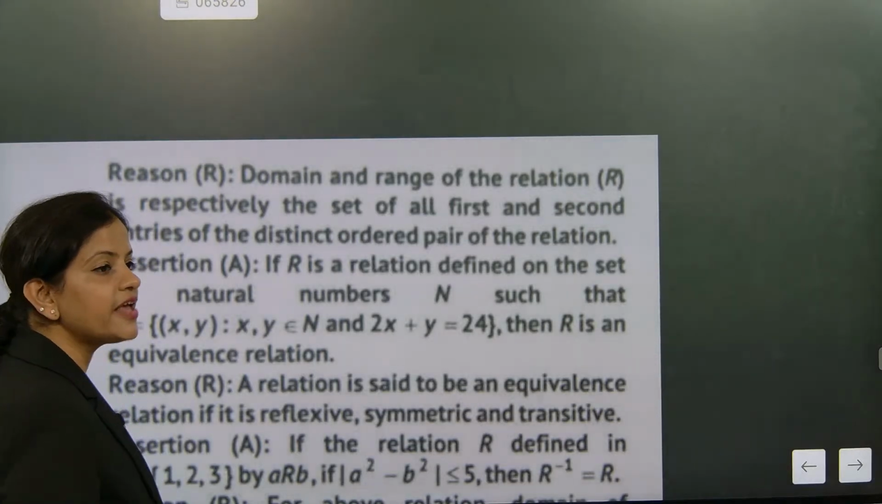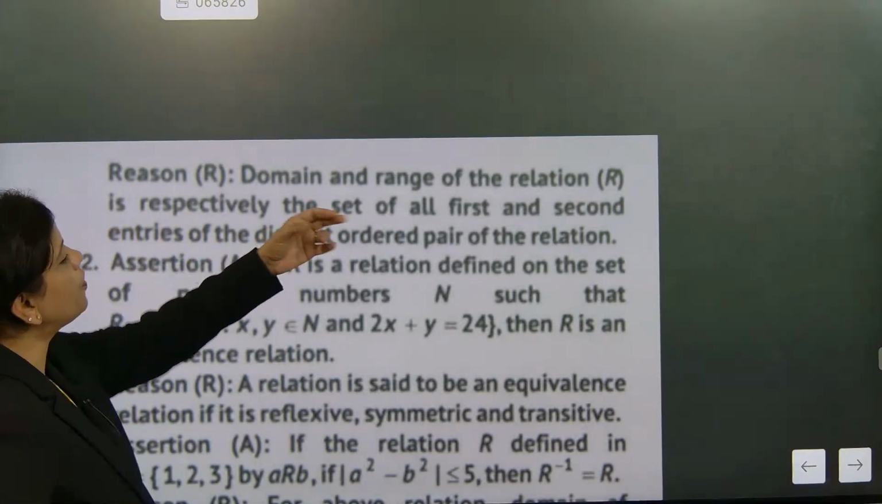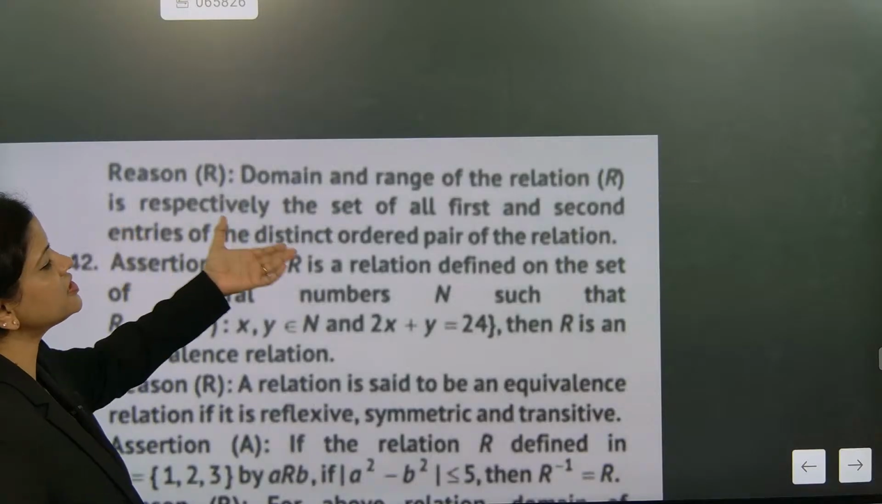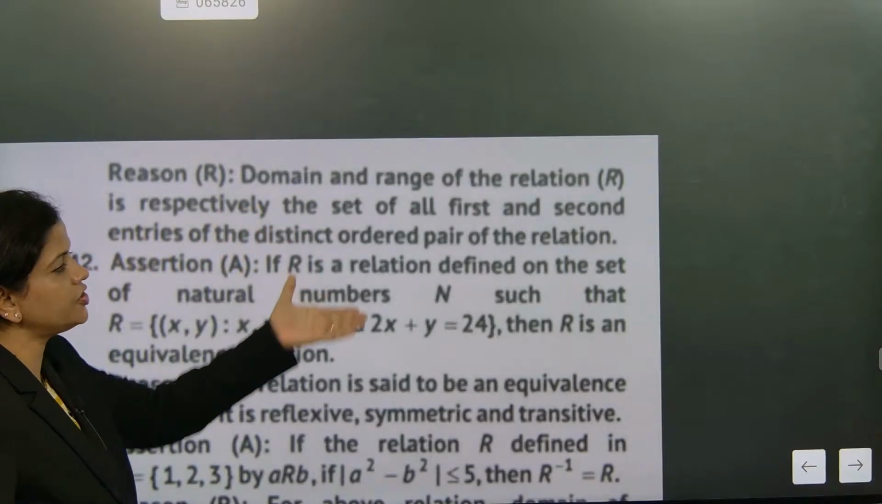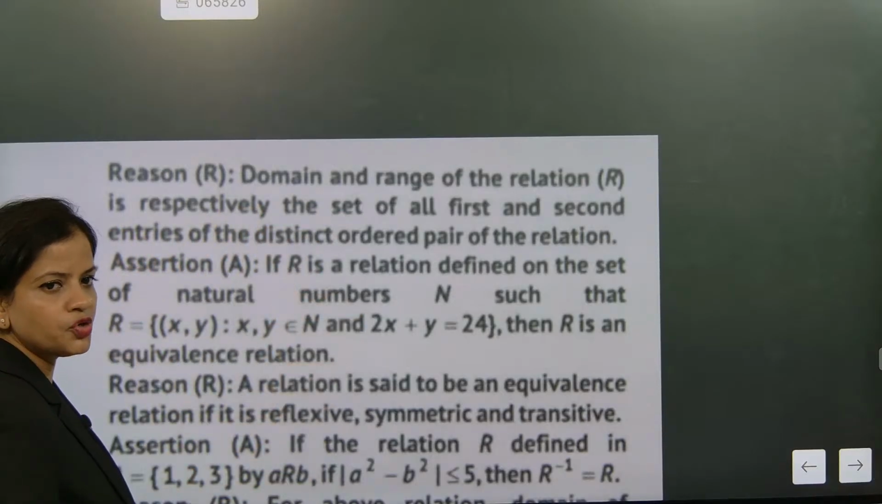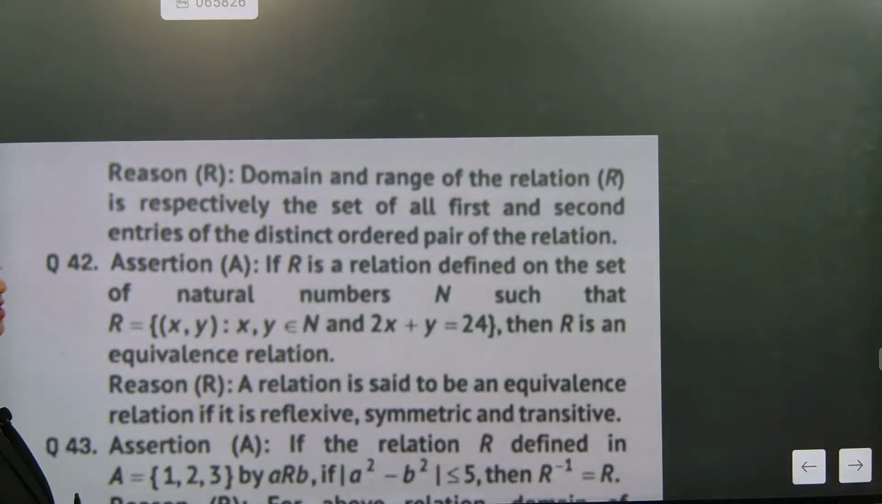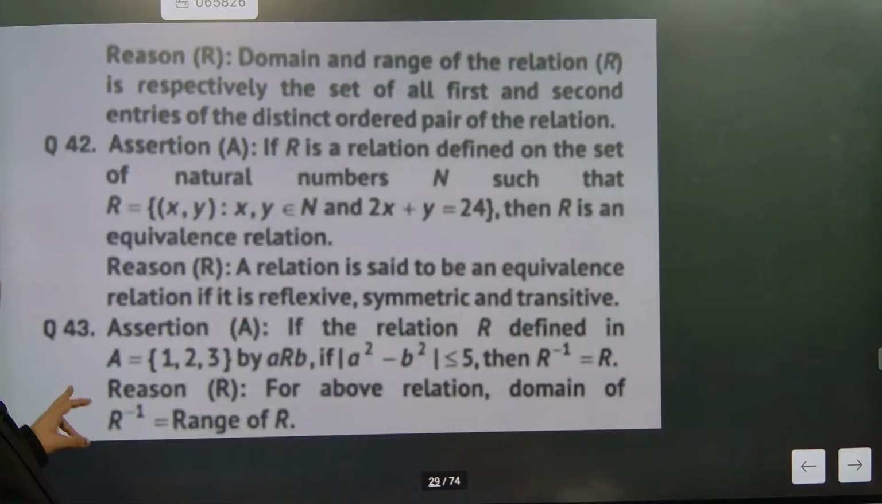The correct answer is A here, because the domain and range of a relation is respectively the set of all first and second entries of distinct ordered pairs of a relation. That's the true answer. Yes. So now questions 20 to 23 are over.